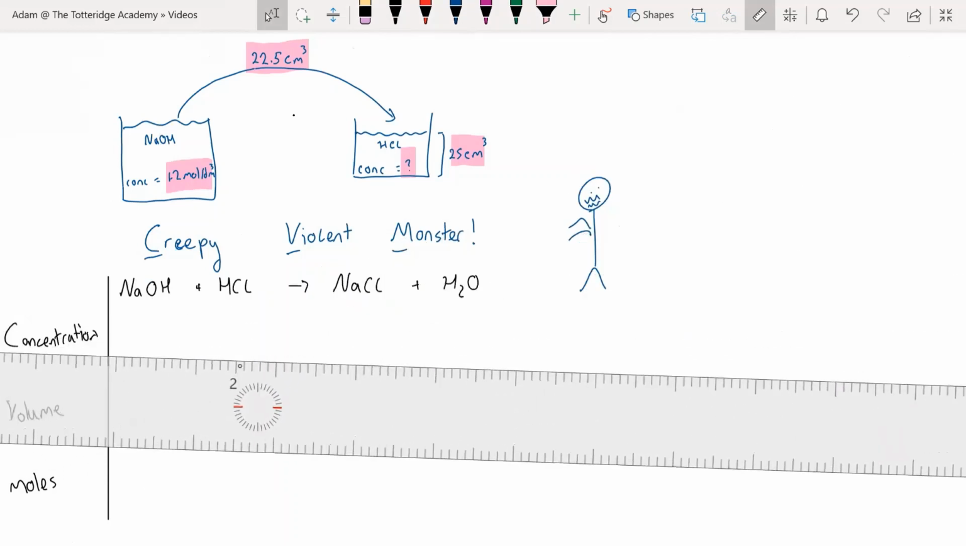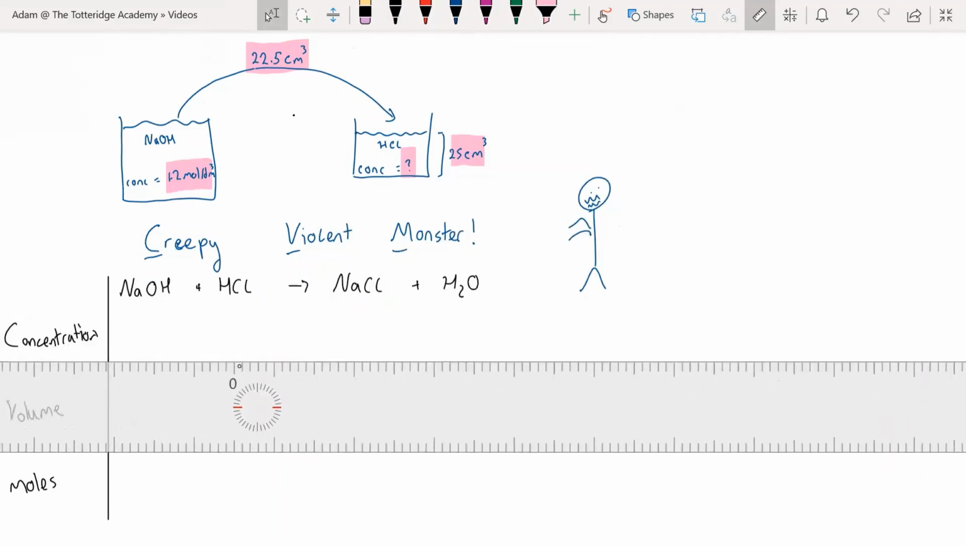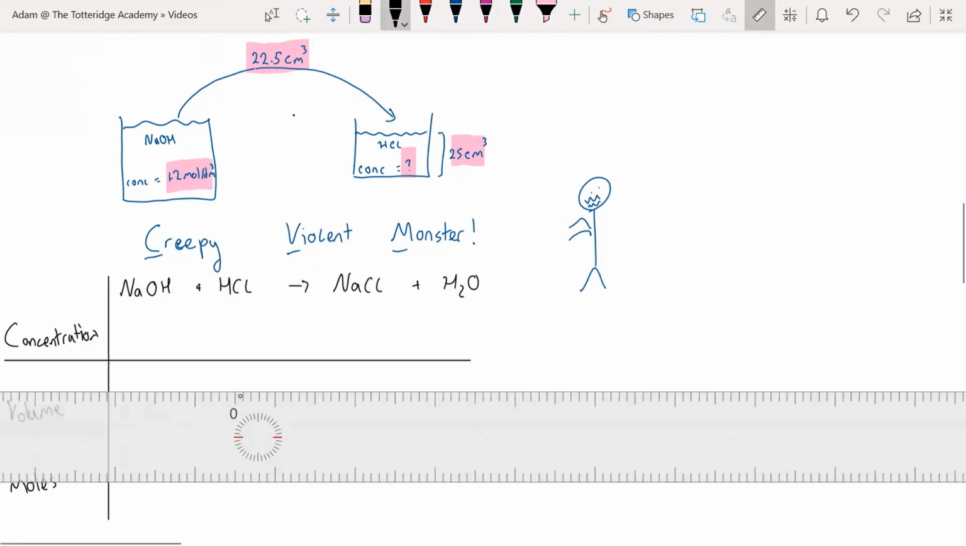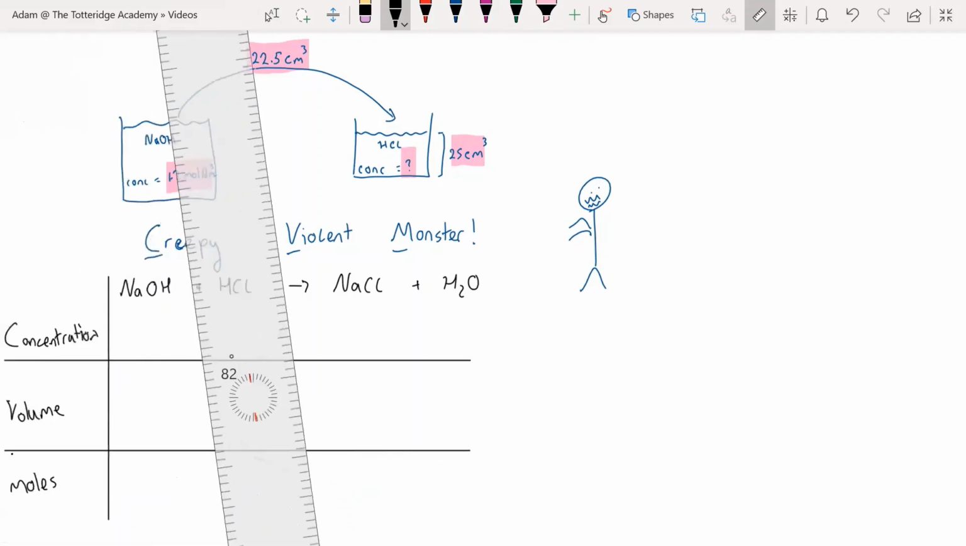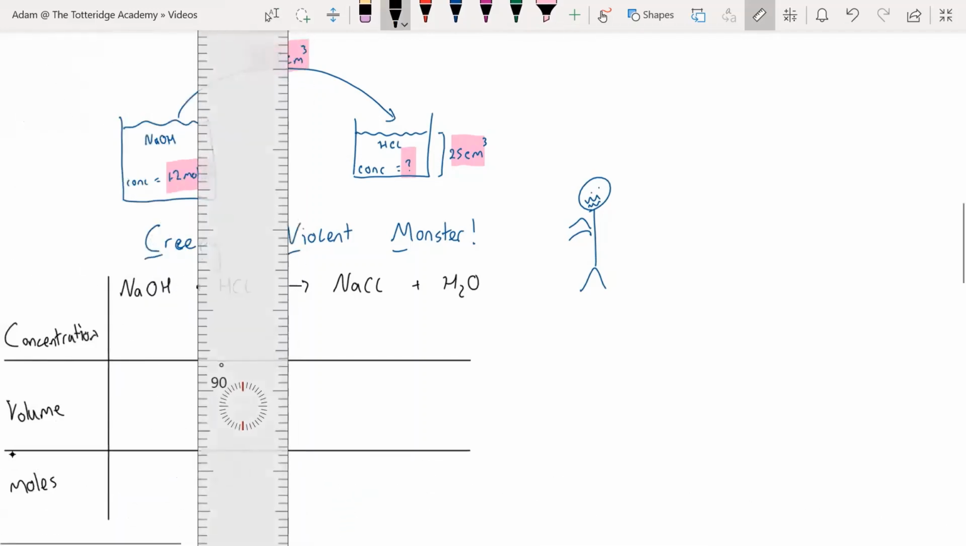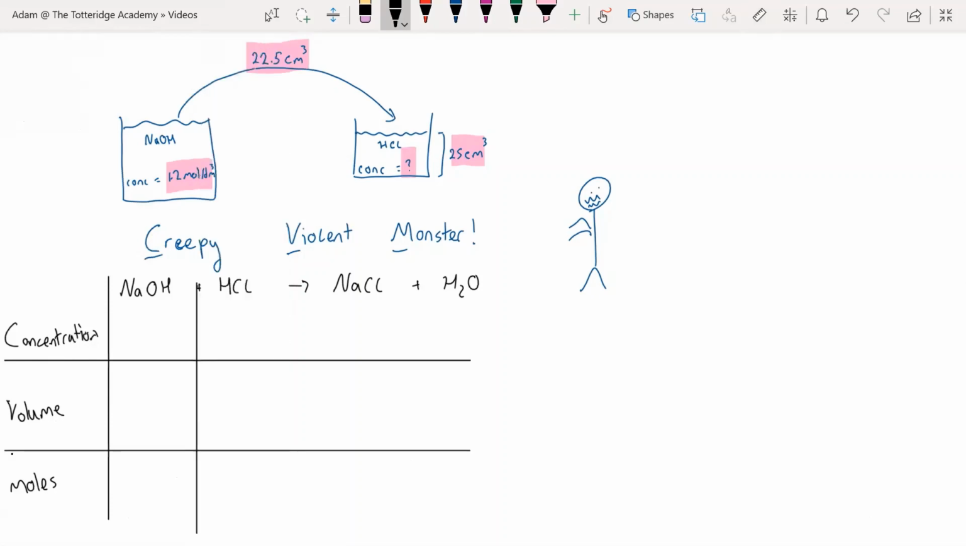Here, 0 degrees, 0 degrees, 0 degrees. I'm doing this with my fingers, it's pretty difficult actually. That'll go there. And this goes right down the middle between the NaOH and the HCl, and then it can go away.